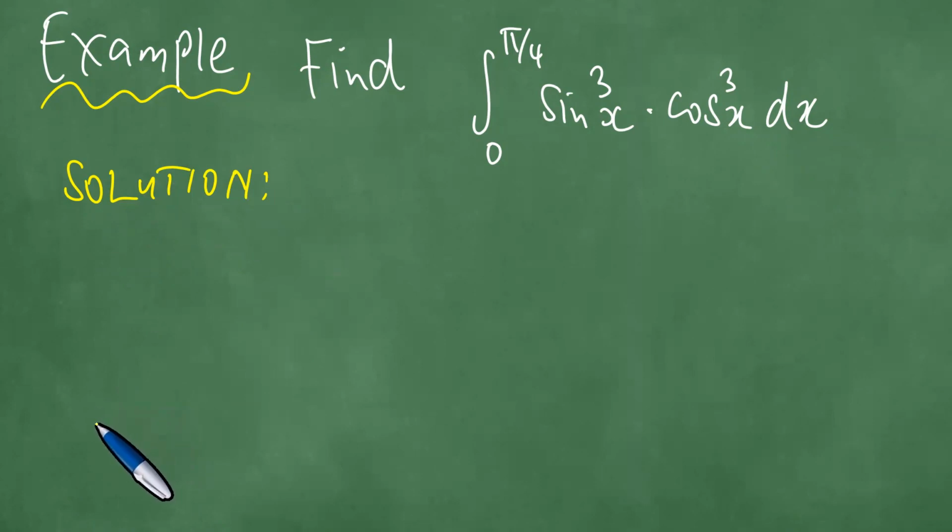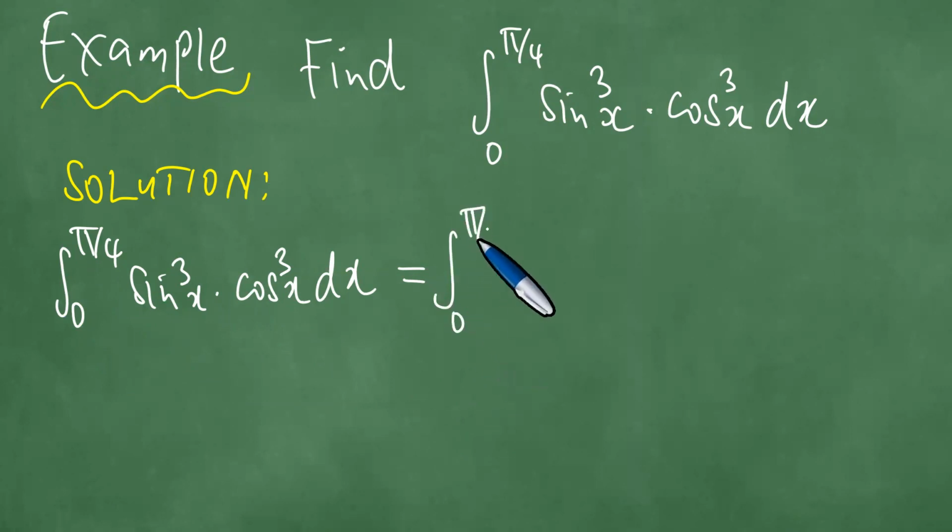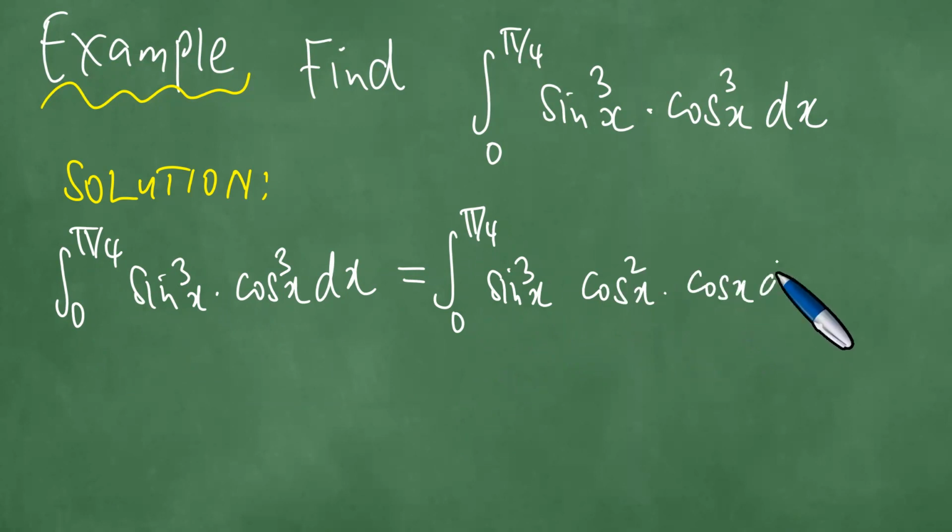All right, first you need to perform some separation of this. So you note down this integral of the sine cubed of x cosine cubed dx, from 0 to pi over 4. You can keep the sine cubed here and write here cosine squared times cosine x dx, like so.